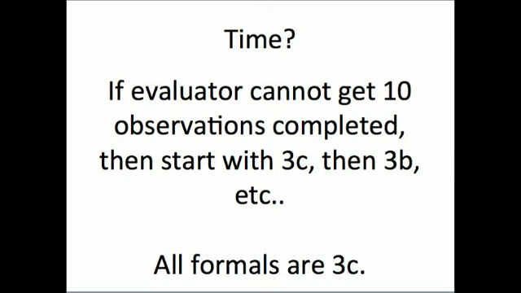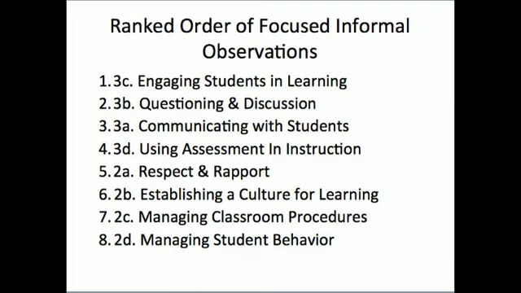If the teacher evaluator does not think they have enough time to conduct the 10 observations, then the evaluator should start at the top of the Danielson Domain component ranked list and get in as many observations as he or she can. You can see by this slide that you should start with 3C, then 3B. Also, all formal evaluations should be focused on 3C, engaging the student in their own learning. So this is the ranked order of the focused informal observations I would recommend that an evaluator do.